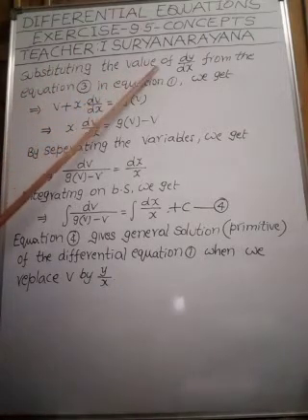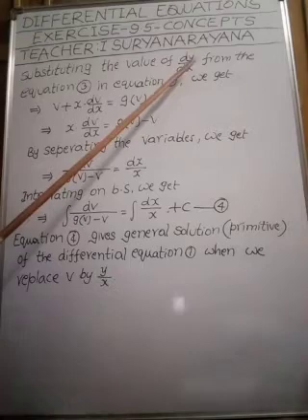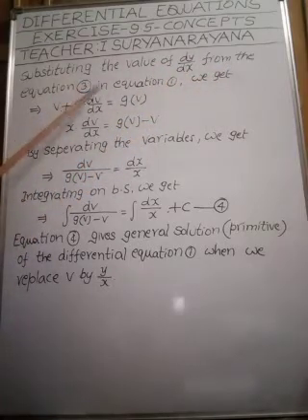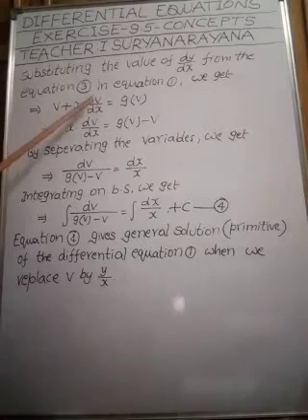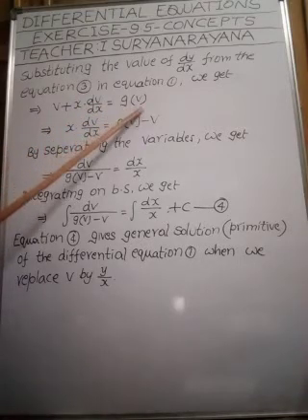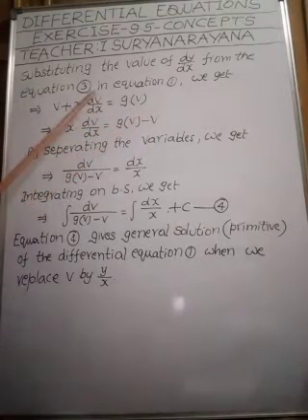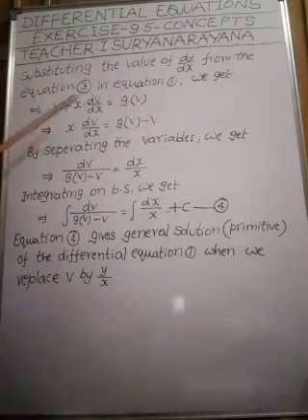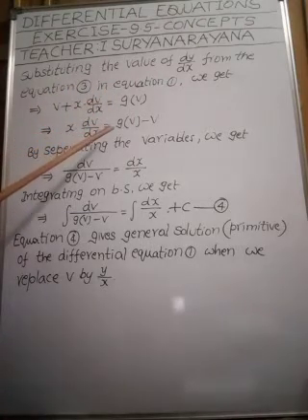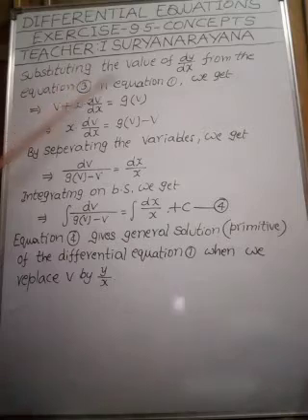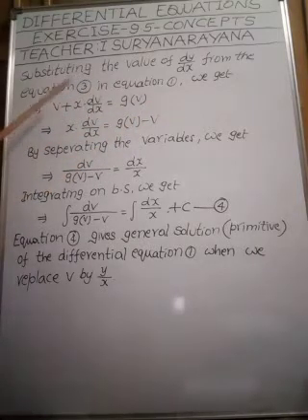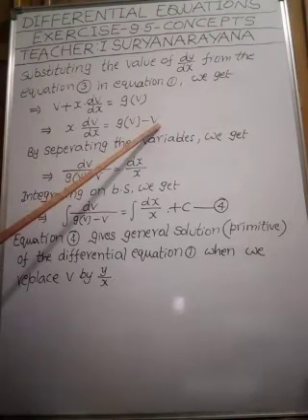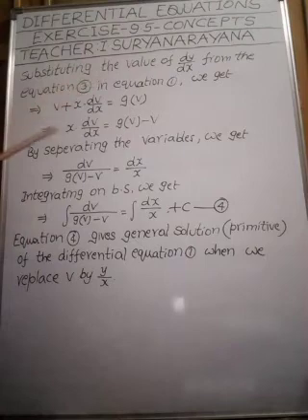Substituting the value of dy by dx from equation 3 in equation 1, we get v plus x dv by dx is equal to g of v. Okay, my children? Right. This implies x dv by dx is equal to g of v minus v. Here we are transposing this term to RHS, then it becomes minus v. Okay, my children, understood this step, right?